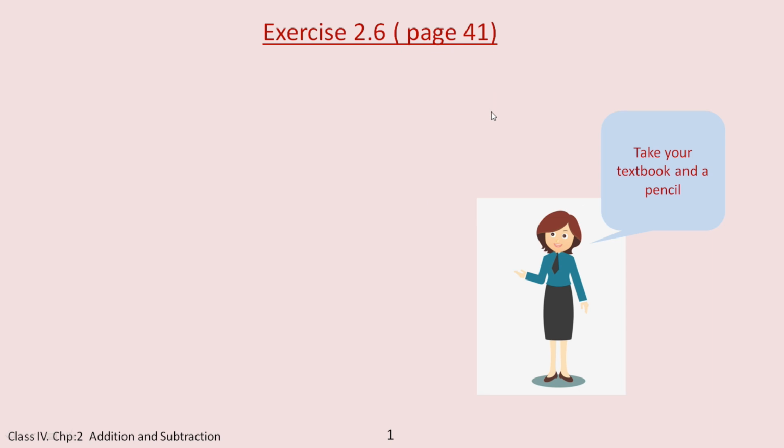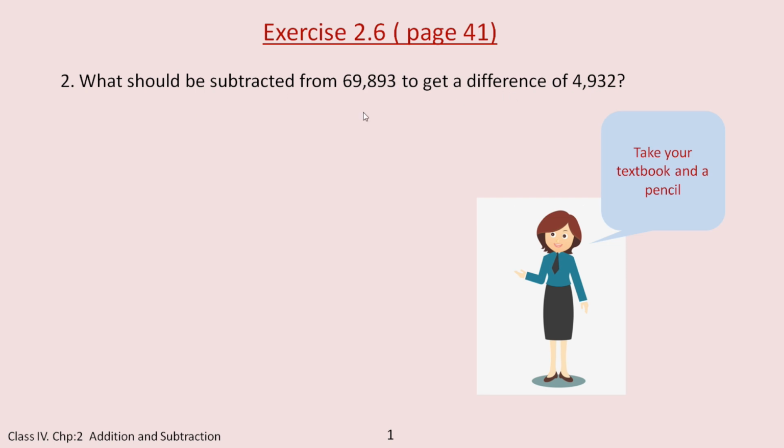Students, make it a habit to sit with your textbook and your workbook when you see videos and mark the questions which are explained to you. Fine. We will see the second question, which says: what should be subtracted from 69,893 to get a difference of 4,932? Okay. So it says that what should be subtracted.